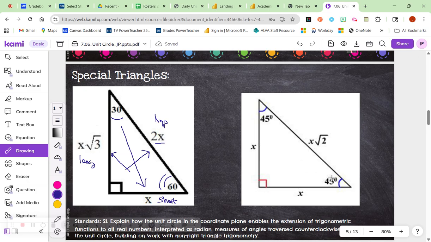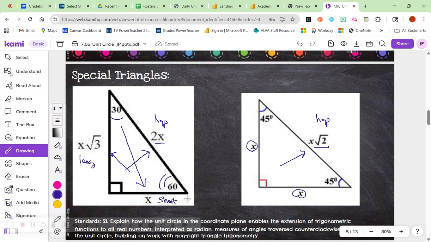Moving on to the 45, 45, 90 right triangle. The 2 legs are always equal because their base angles are equal, and then the hypotenuse is always calculated by taking the leg and multiplying it by the square root of 2. So the legs are equal. The hypotenuse is a leg times the square root of 2.